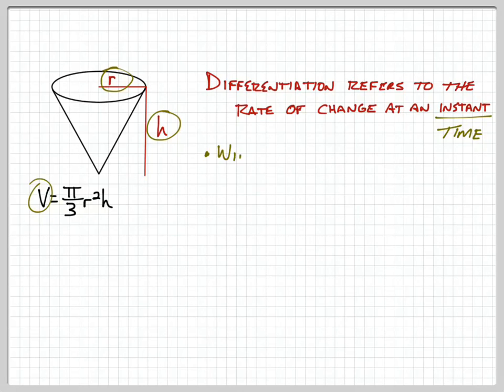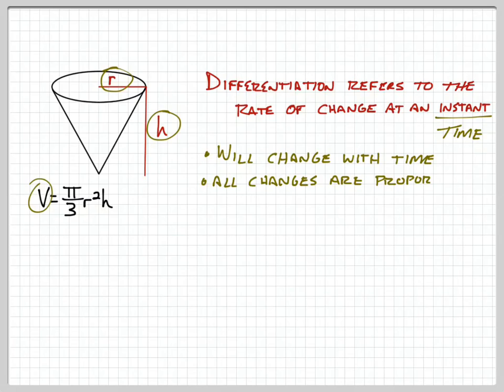Every single one of those things are going to be changing with time as the volume changes. So what we need to keep in mind is that they will change with time, and that all changes are proportional and related. All of the changes happening between our radius, our height, and our volume are going to be proportional and related, depending on how quickly or how slowly we're filling up this cone.